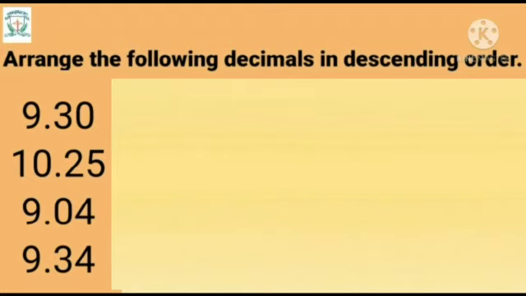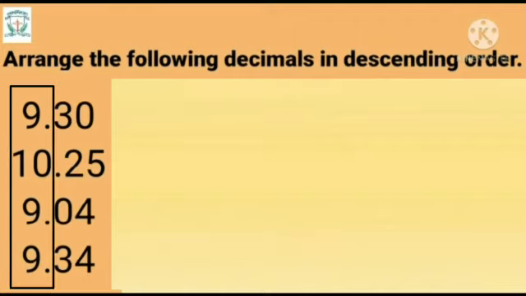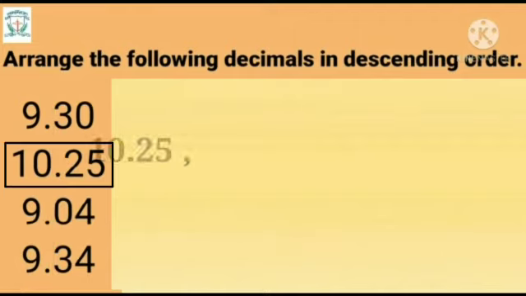Let us take another example. 9.30, 10.25, 9.04 and 9.34. All these are like decimals. Arrange the following decimals in descending order. Compare the whole numbers. So, 10.25 is the greatest decimal number.